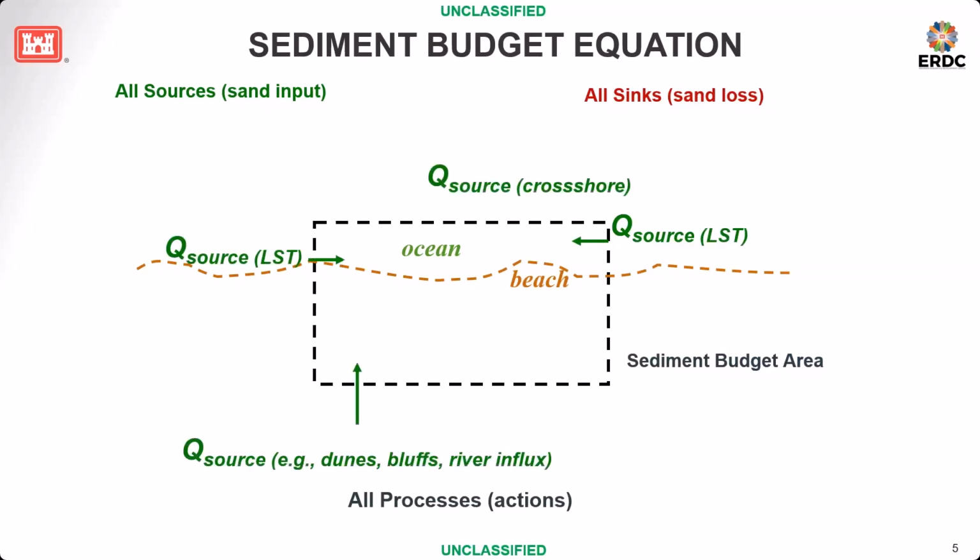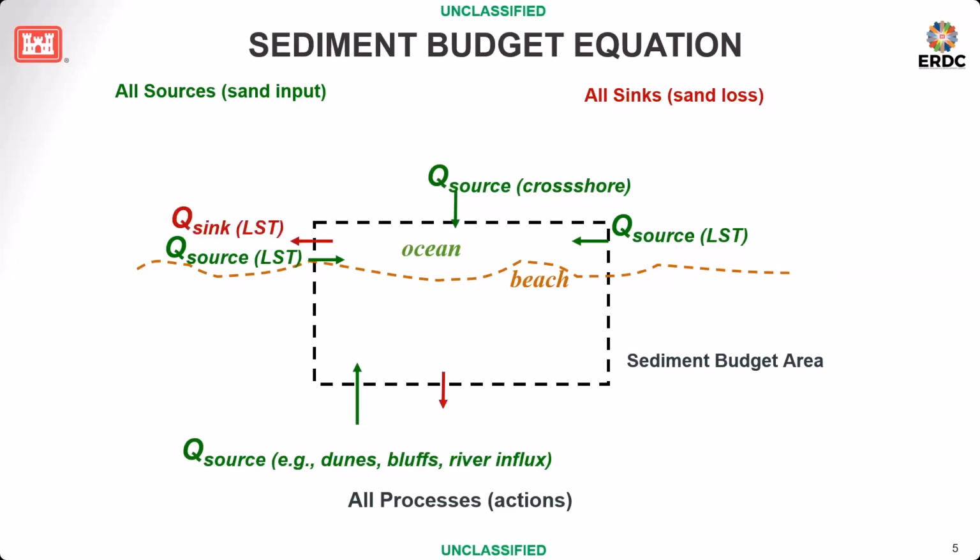So it's a very slow animation right here. Some of our sources going into the cell: we're going to have our longshore transport coming in, and we might have some cross-shore transport. If we have dunes or eroding bluffs, we're in the Great Lakes right now, so bluffs are a good source of sediment in the Great Lakes. As those bluffs erode, we're going to have sediment coming into our littoral cells.